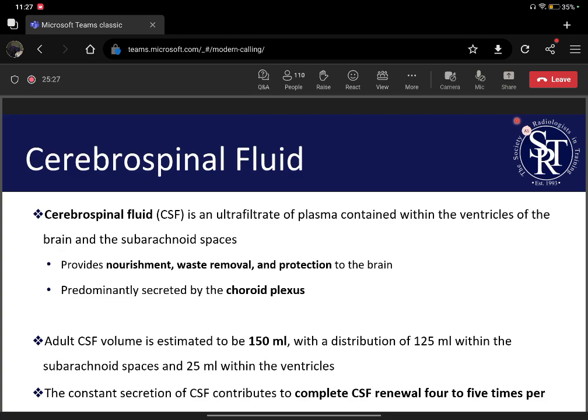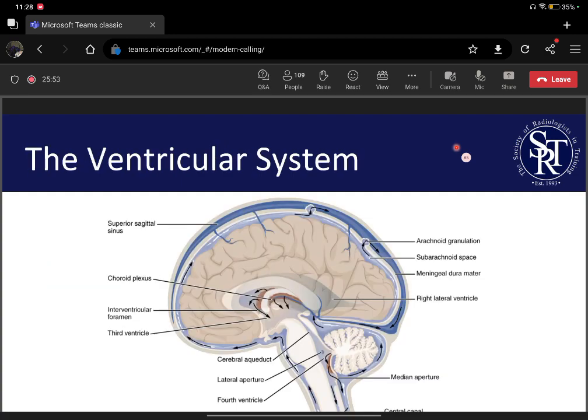So cerebrospinal fluid is responsible for providing protection to the brain and spinal cord. It's an ultrafiltrate of plasma contained within the ventricles and subarachnoid spaces. And actually, we only have an estimated volume of 150 mils of cerebrospinal fluid within these spaces, which probably doesn't sound like a lot.